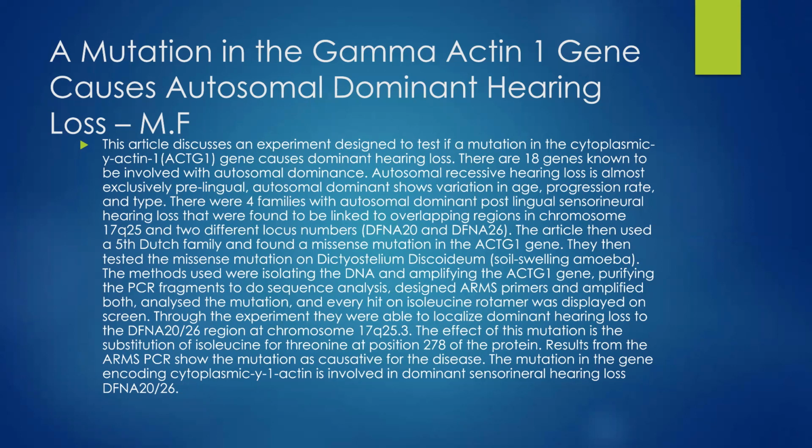They then analyzed the mutation using the DGMUT command, and every substitution of isoleucine for threonine at position 278 was displayed on the screen. All in all, the mutation in the gene encoding cytoplasmic gamma-actin-1 is involved in dominant sensorineural hearing loss related to the loci DFNA20 and DFNA26.